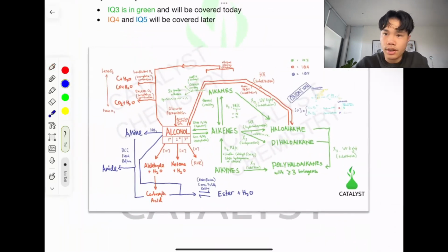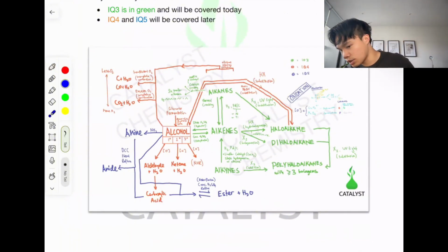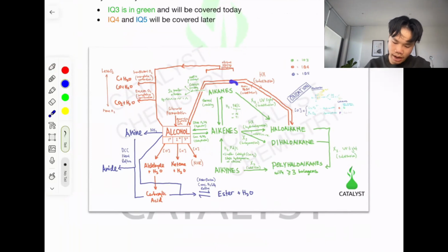Crashing through the reaction pathways. Everything you need to know on this pathway is here. So we'll just go through the flowchart. We'll start at alkanes. You can react an alkane in only one way, which is reacting with a halogen and doing a substitution with UV light. That makes a haloalkane. You can also do cracking of alkanes, although this is in the syllabus.